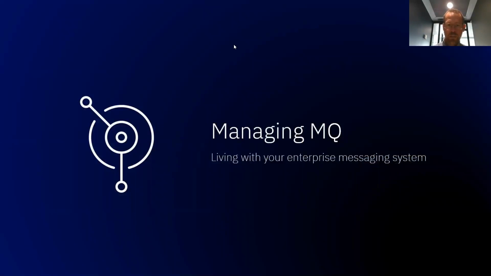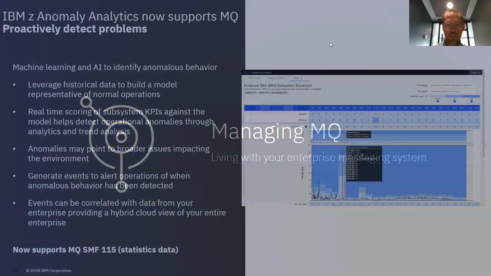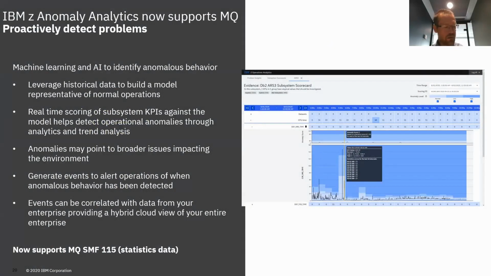So moving on a bit, talk about some managing stuff. I'm just aware that I've got 20 minutes left, so I will make sure I keep talking at a reasonable pace. I want to just briefly mention a recent enhancement to the Z Anomaly Analytics product. So this isn't part of MQ. This is another z/OS product. It used to be called IBM Z Operational Analytics.